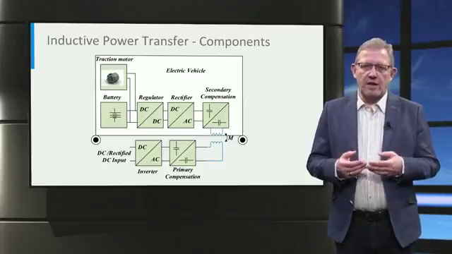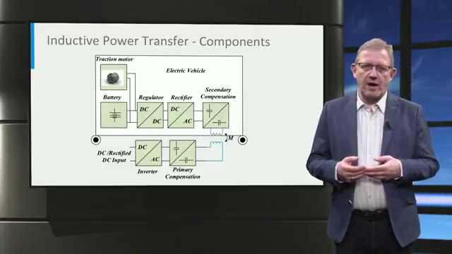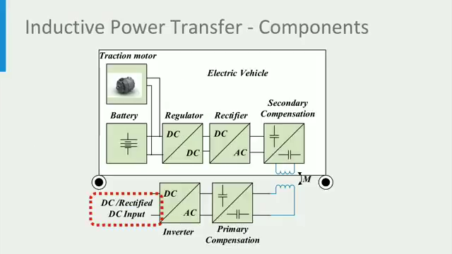Let us now look at the key parts of an IPT system and understand how it works. In the first step, the inductive power transfer system takes power from the 50 Hz AC mains, which can be single-phase or three-phase, and is rectified to DC using an AC to DC converter. Alternatively, power directly from a DC source can be used as well. This DC input is then converted to high-frequency AC power using a DC-AC inverter.